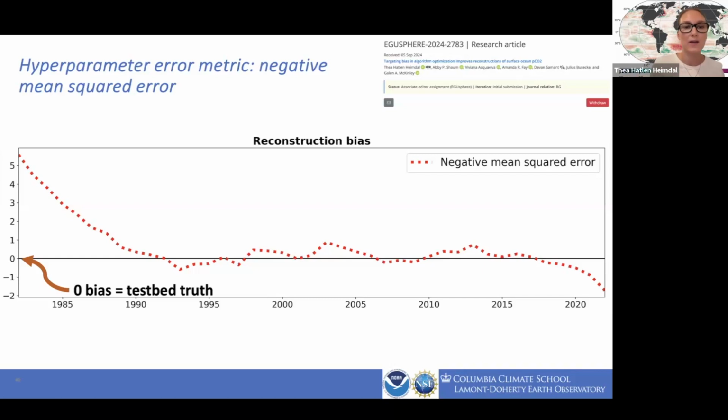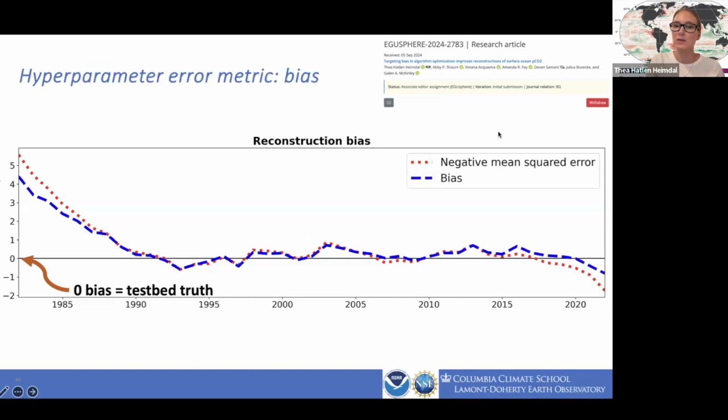But here again, you've seen these types of figures before with the evolution of reconstruction bias. 0 here is what we're aiming for. We're looking at, if we use negative mean squared error, which is a typical error metric to use, what does our reconstruction bias look like? And we see a high positive bias in the beginning, in the 1980s of our testbed period, and then we see negative bias towards the end.